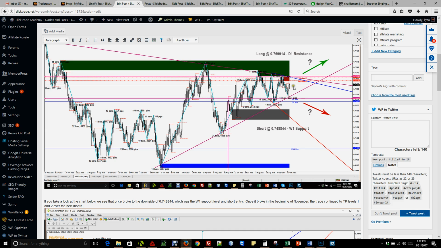If we had a break to the upside, we were going to base that on the daily resistance level, which was right here. When we say a break, in case you're new to the room or not a slicktrade member, we're looking for the candle body to break, not just the candle wick.